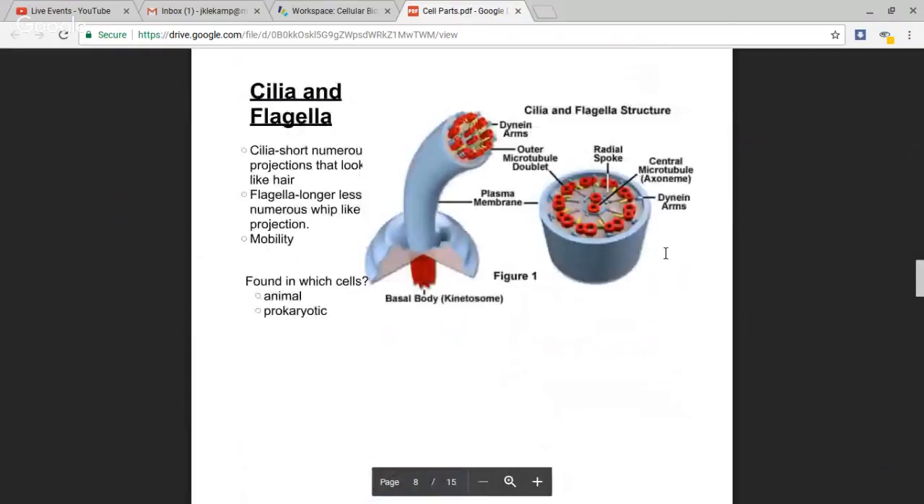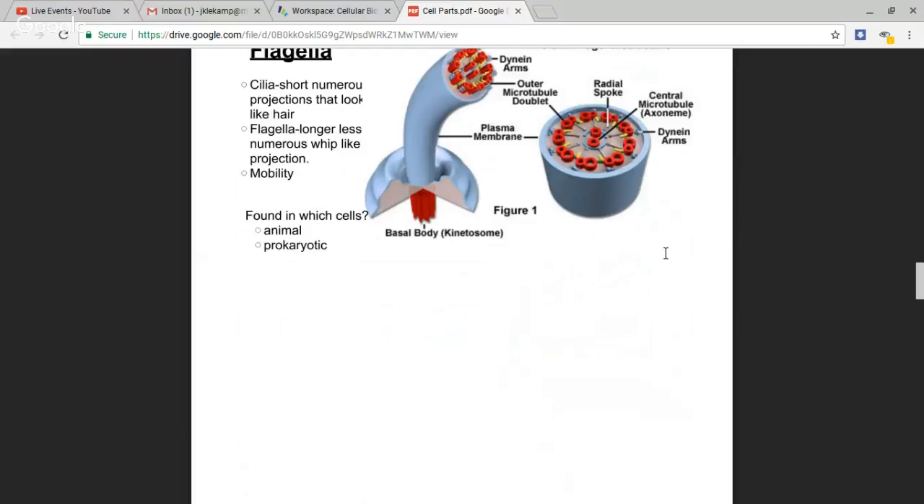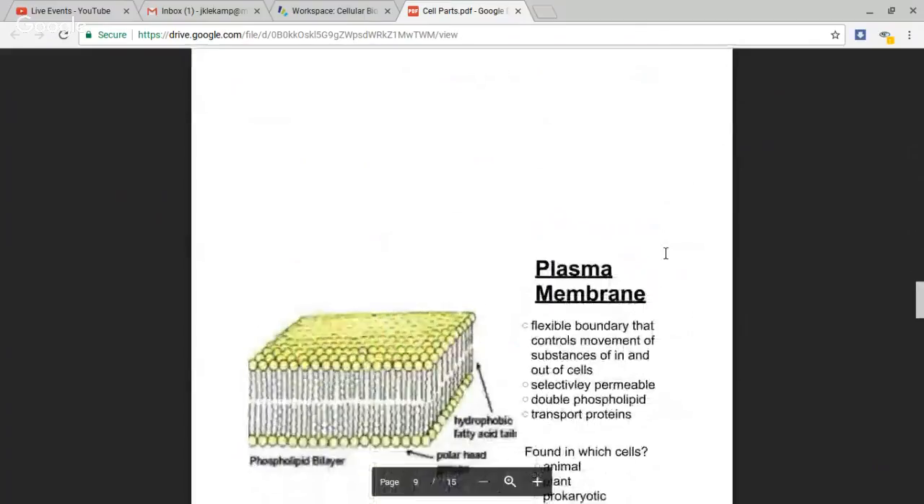The cilia and flagella. Cilia are short and usually numerous projections. They kind of look like hair on the outside of a cell, whereas the flagella is longer. It tends to be less numerous, but it's a whip-like structure. They are both what we call motility, which helps with movement of the cell. This is found in the animal cells and prokaryotic cells. Usually the cilia are in the animal cells, and the prokaryotic cells have the flagella.